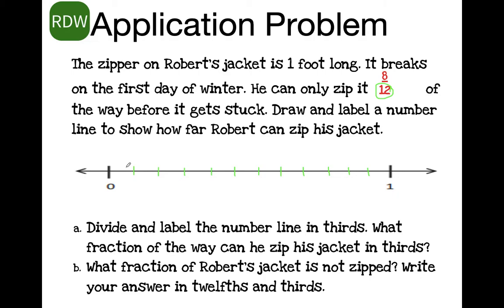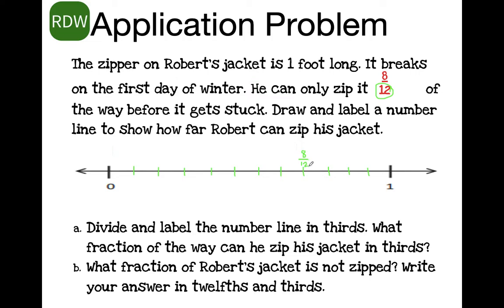Now they might be slightly different, but I tried my best. So 1, 2, 3, 4, 5, 6, 7, 8, 9, 10, 11, 12. Okay, I do have 12. Now we are going to label the number line to find 8/12. So I have 1/12, 2/12, 3/12, 4/12, 5/12, 6/12, 7/12, 8/12. So I'm going to write that at the top.